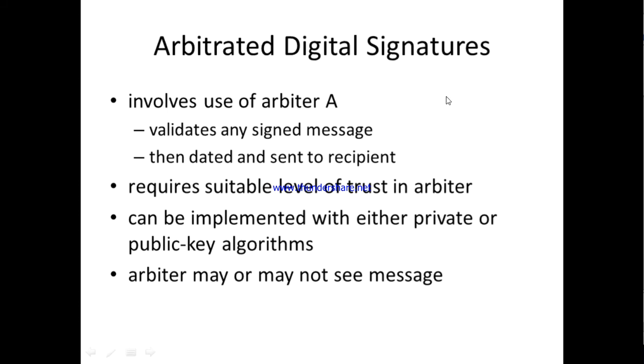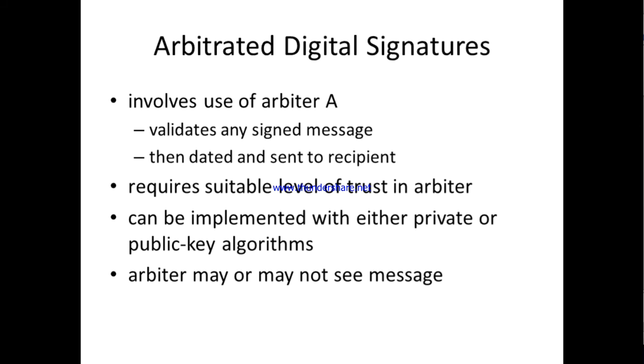Arbitrator means it includes some other party, a third-party arbiter, okay? So direct means only the sender and receiver are included, but arbitrator means we have a third party who is going to validate any signed message. Clear? So it involves the use of an arbiter, some other party A, which validates any signed message, then dates it and sends it to the recipient. So what is this arbiter doing? It is going to validate whether this is sent by the sender or not.